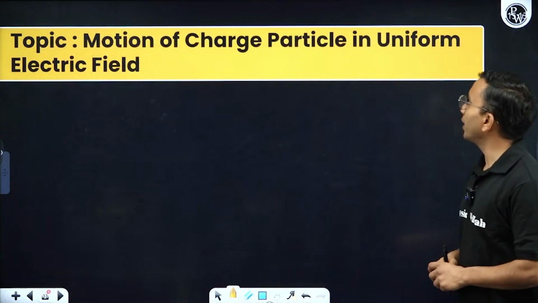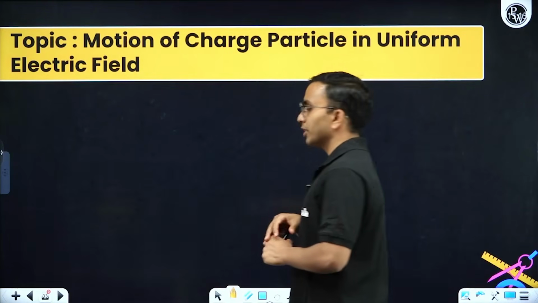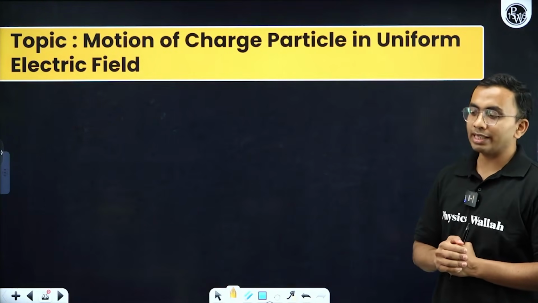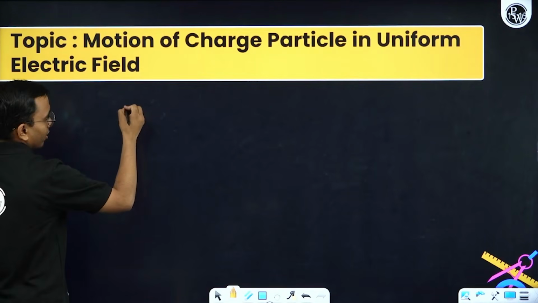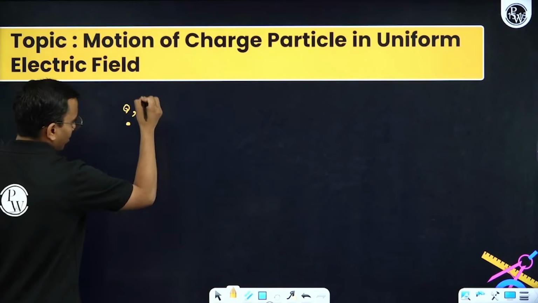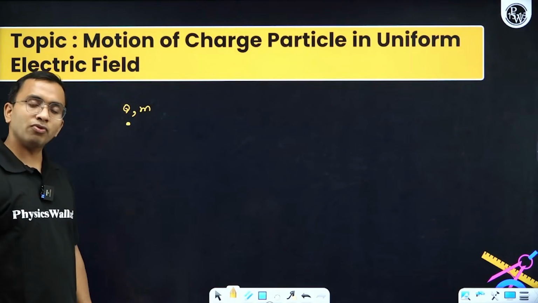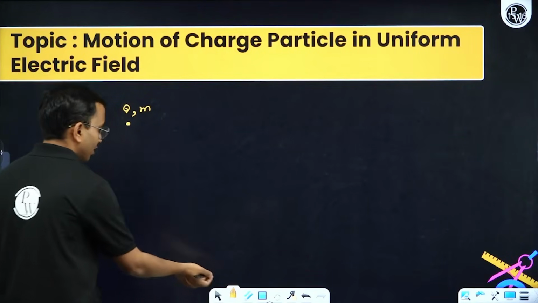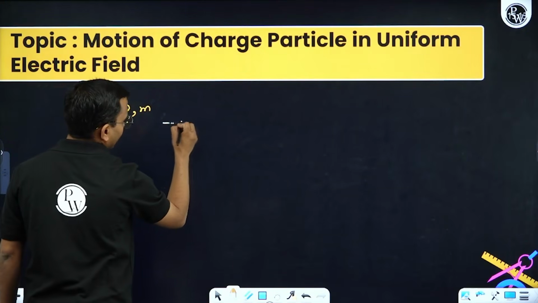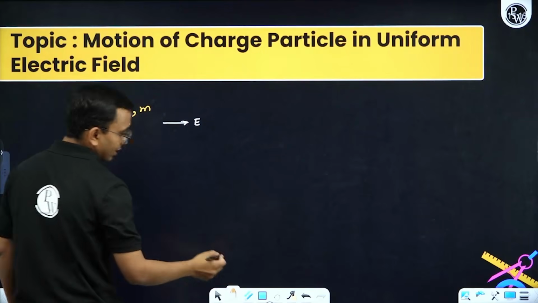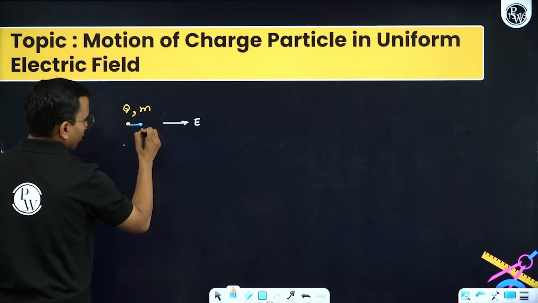Now, motion of charged particle in uniform electric field. Let us take a charged particle having some charge Q and some mass M, placed here. Electric field E is there, so how much will be the force on this? You will say that will be E into Q. So if the electric field is E in that direction, the force on this will become E into Q.